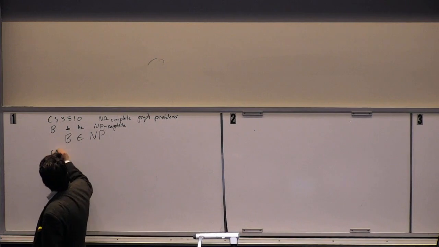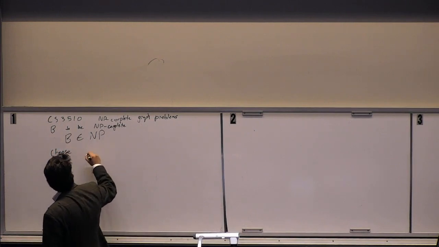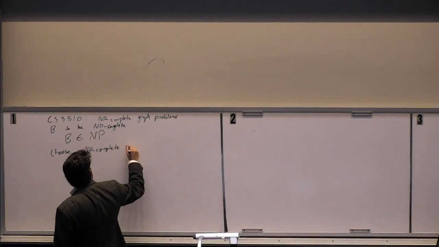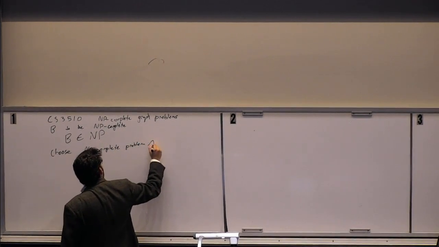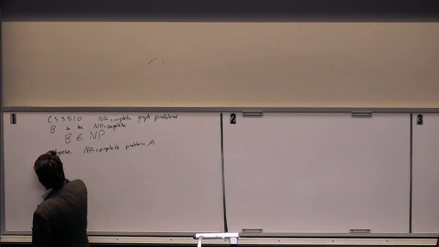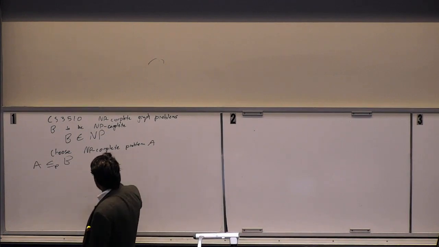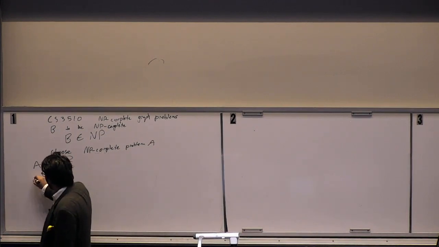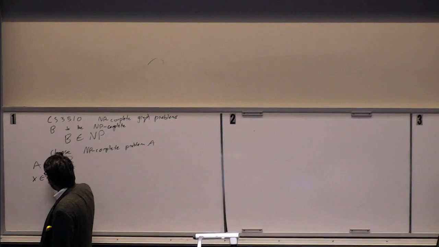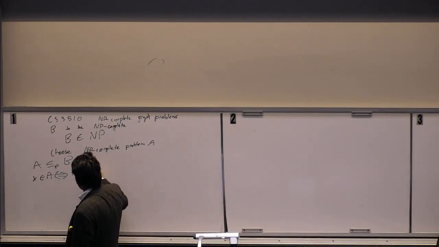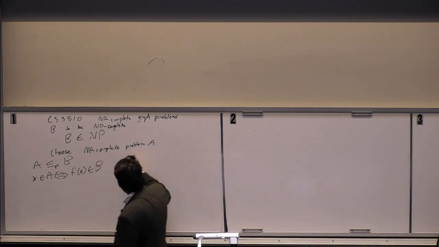Then you choose some NP-complete problem A, and then you prove there's a polynomial time reduction from A to B. Now, what is the definition, again, of a polynomial time reduction? There exists a function f such that x is in A if and only if f of x is in B, and f is computable in polynomial time. You should always be thinking of this picture.